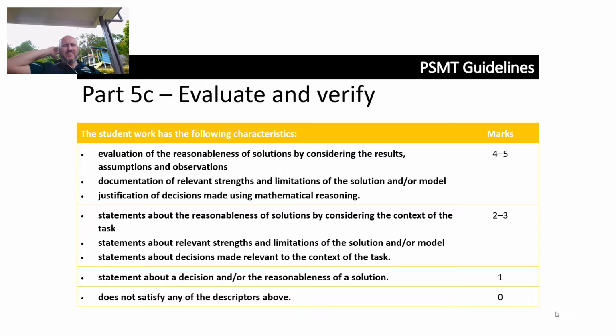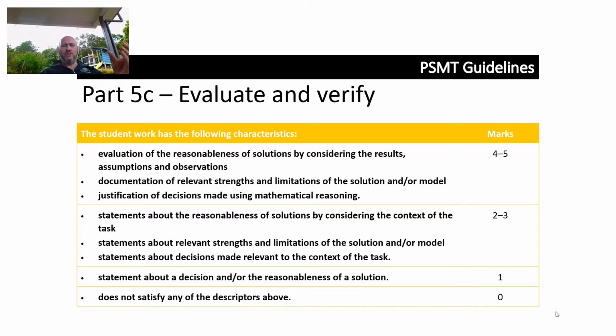To reach a 3, you need statements about these 3 criteria. Again, we do see often students will submit solutions or submit tasks, but they haven't actually discussed one of these or 2 of these or sometimes all 3 of them, which really shouldn't happen. They're right here for you. They're on the PSMT marking guide, and you know exactly what you need to do. So they are, first dot point, reasonableness of solutions. The second dot point, strengths and limitations, and the third dot point, justification of decisions.